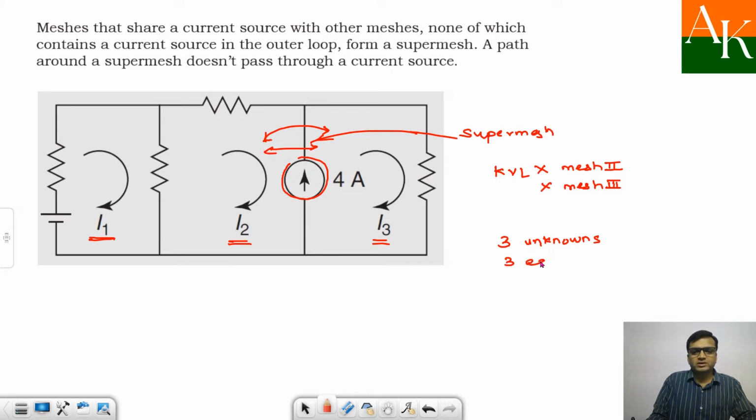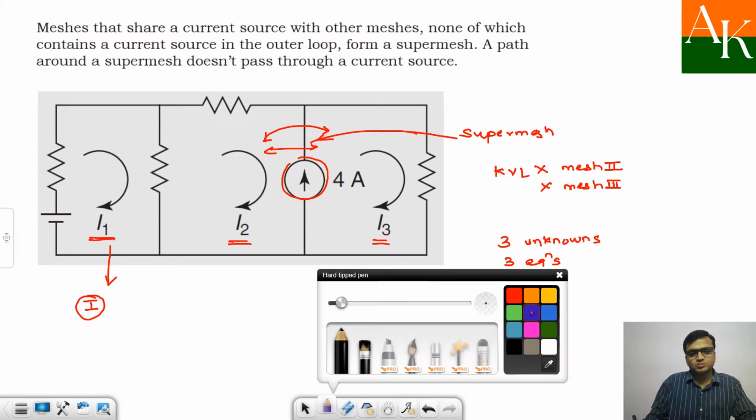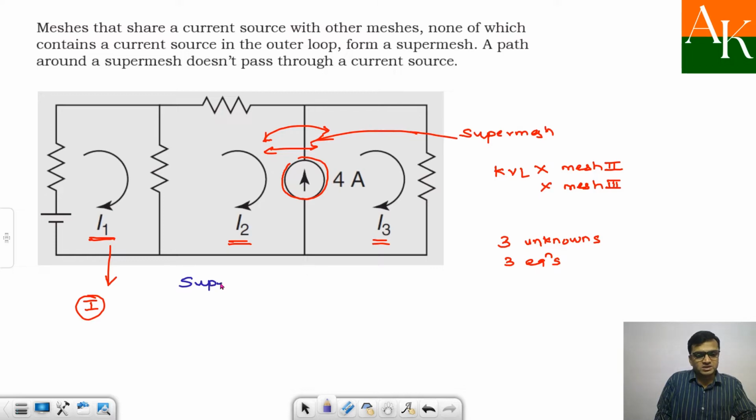And how to get those three equations? The first equation you will get by applying KVL to this mesh. Now two more equations we require. So always remember this thing, supermesh will give you two more equations. And how to obtain those equations from the supermesh analysis? The first equation you always get by looking at the direction of the current source. So here, how will you get the equation? Direction of shared current source.